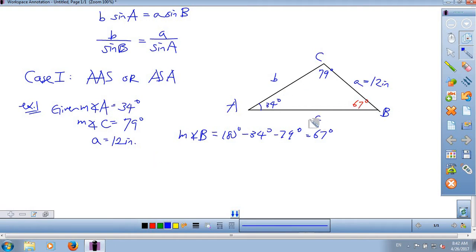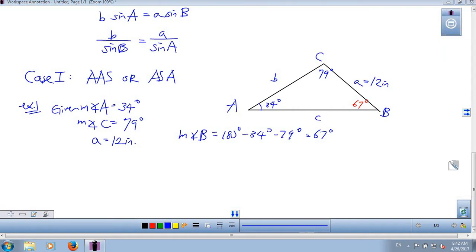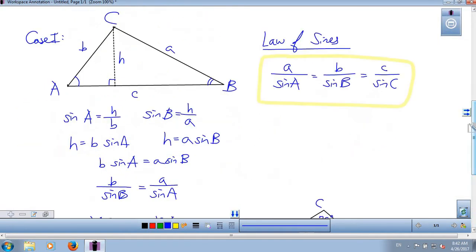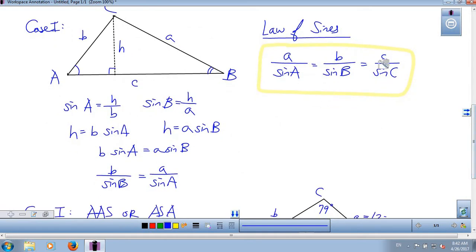Now we have two more sides that we need to solve, side B and side C. If you remember the rule that we had before for law of sines, the law of sines looks like this.